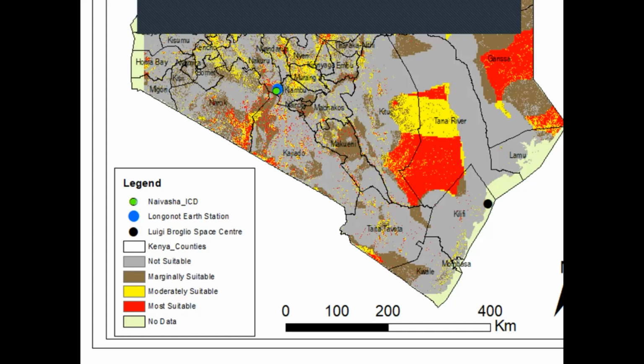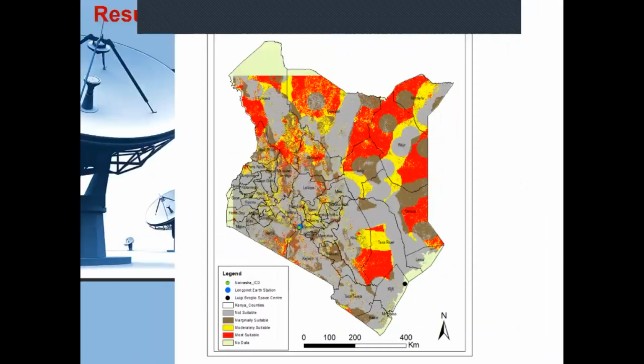Of importance to note is that some of the counties that are suitable touch on Kenya's outer boundary. It is not advisable to put a radio telescope in counties that are on the outer boundary like Mandera, Turkana, Garissa. This is because of very many reasons. Key among them is, one, national security reason. Remember, a radio observatory is a critical national security infrastructure.